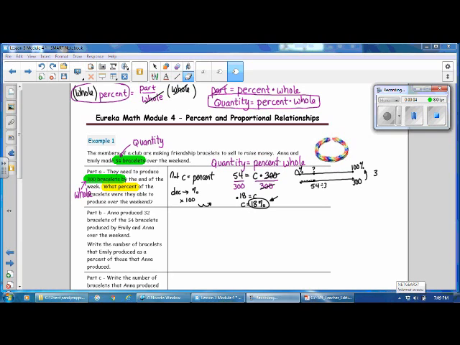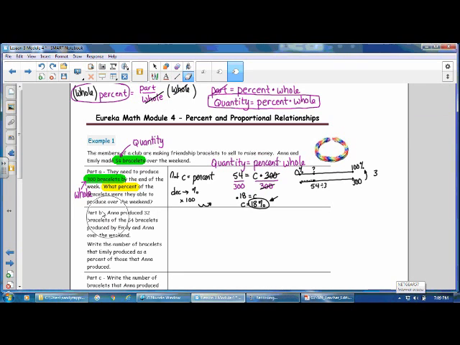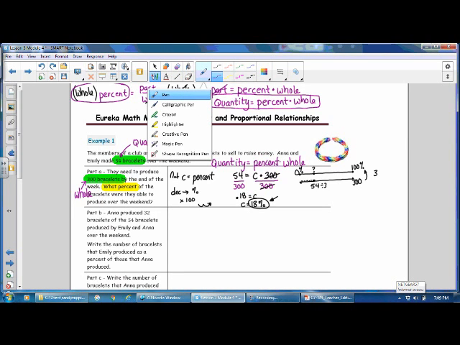Part B. Anna produced 32 bracelets of the 54 produced by Emily. So we have Anna producing 32, and we don't know how many Emily did yet. Write the number of bracelets that Emily produced as a percent of those that Anna produced. So what we're looking for is the percent. We're not looking for the percent compared to the total. We're not looking at the percent compared to the bracelets made. We're looking to compare the 2 ladies' bracelets.